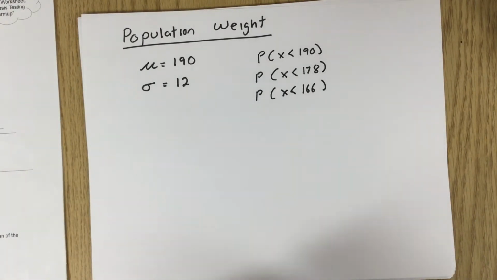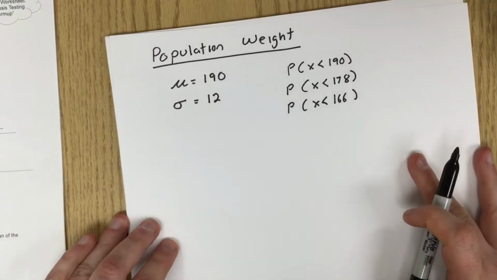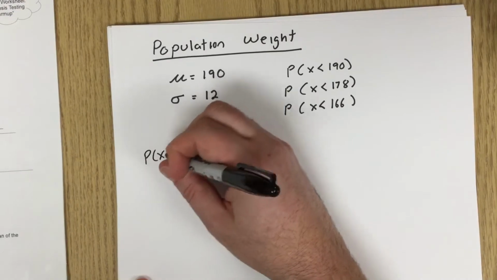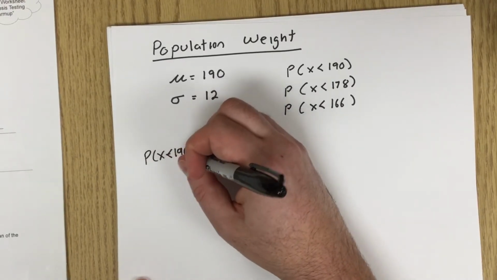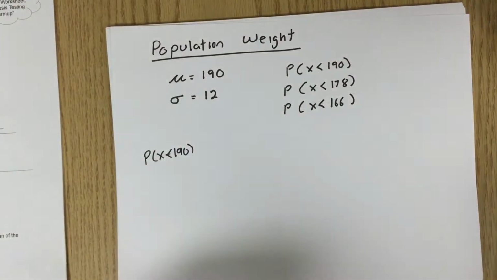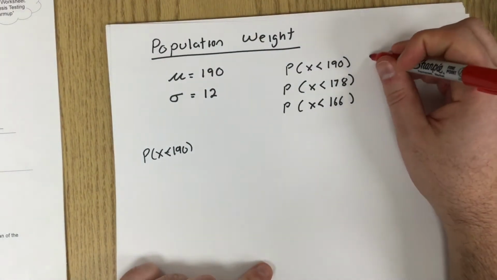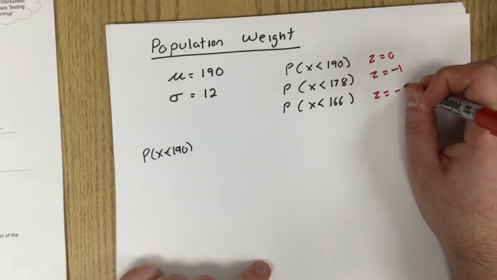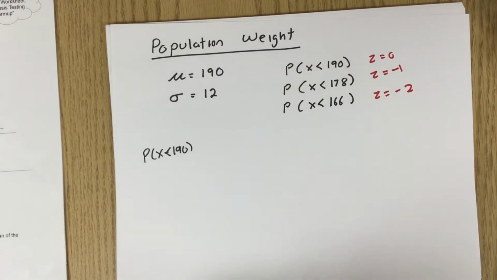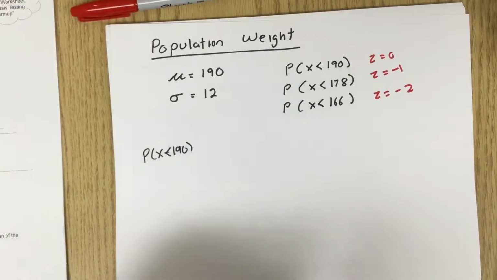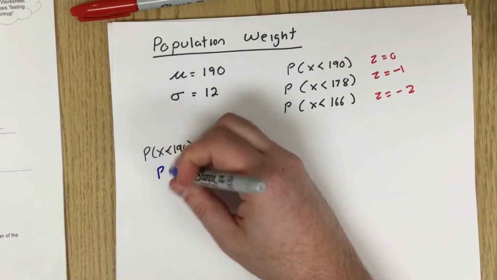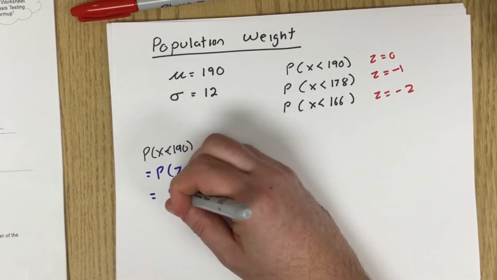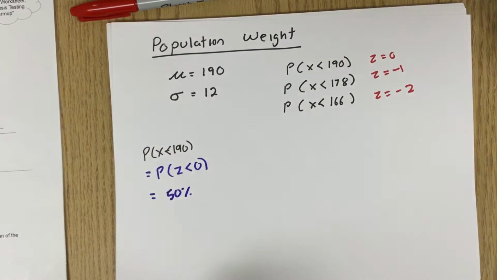So we want to know what is the probability of each of these things. The probability x is less than 190. By the way, I didn't pick these numbers randomly. The z-score for this is 0, the z-score for this is -1, and the z-score for this is -2, so we don't have to calculate it too much. That was deliberate. So I want the probability that z is less than 0, and that's just going to be 50%.